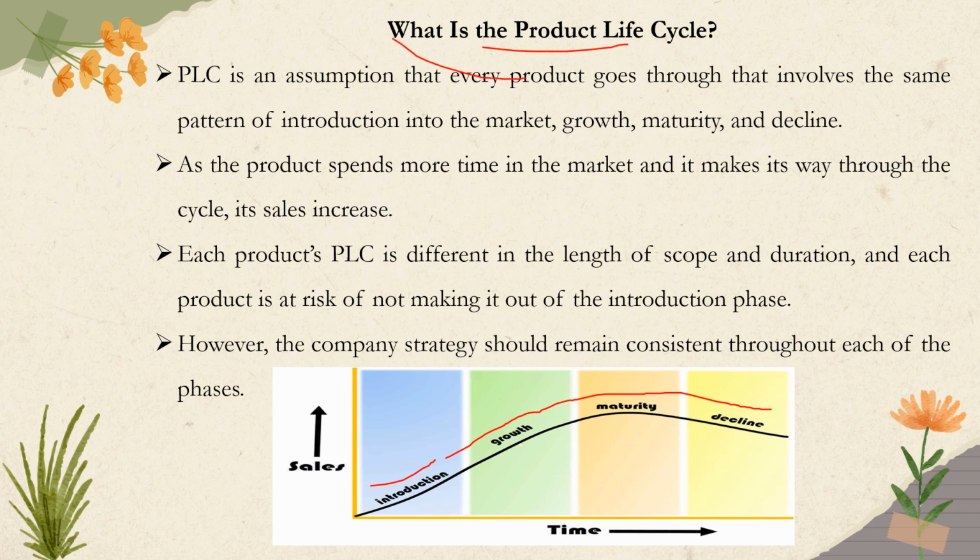So today's class we will see what is PLC, or product lifetime. Product lifetime is an assumption that every product goes through introduction, growth, maturity and a decline phase. So these are the four phases that each and every product goes into.